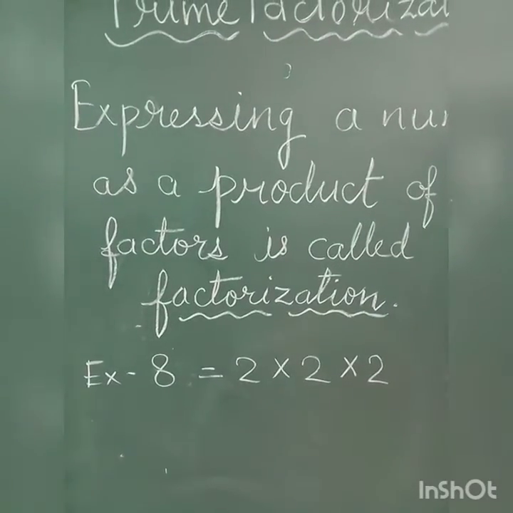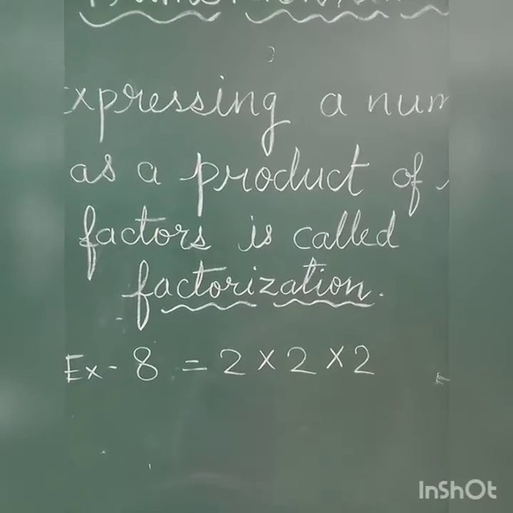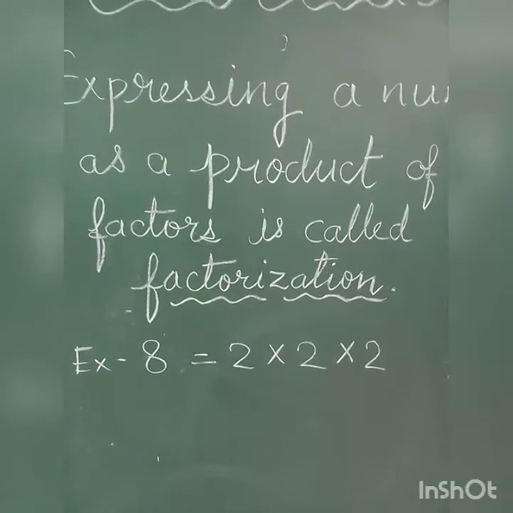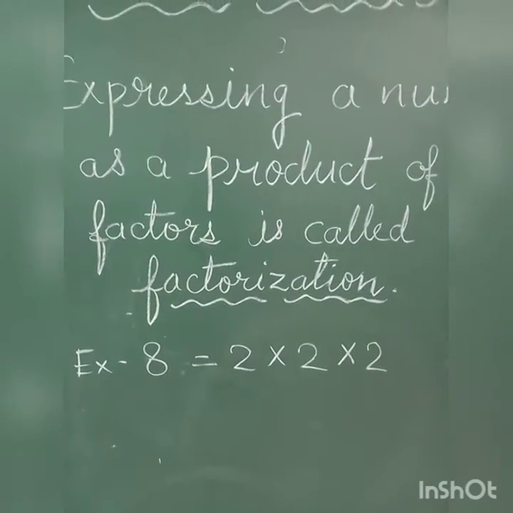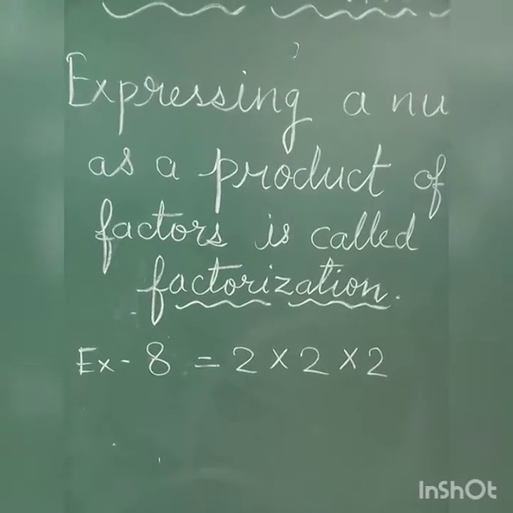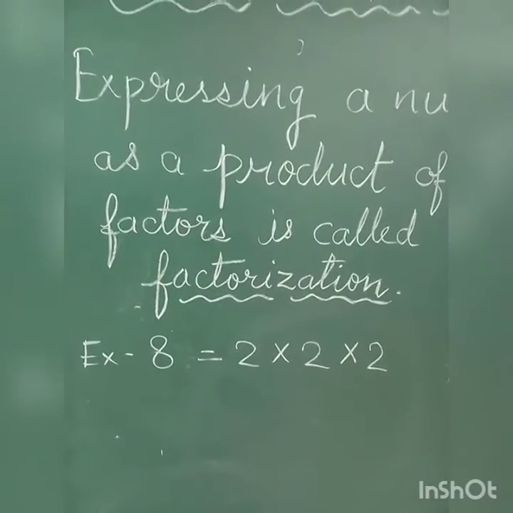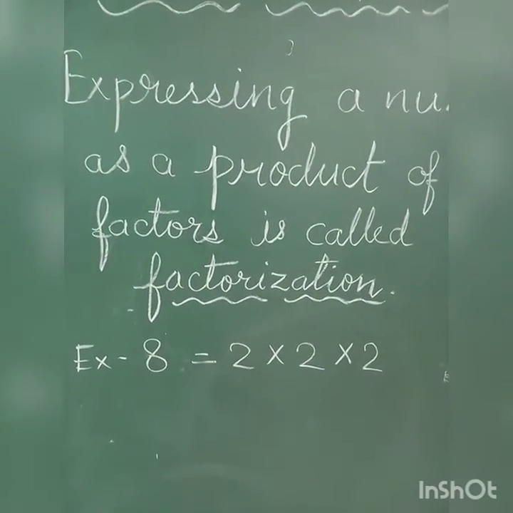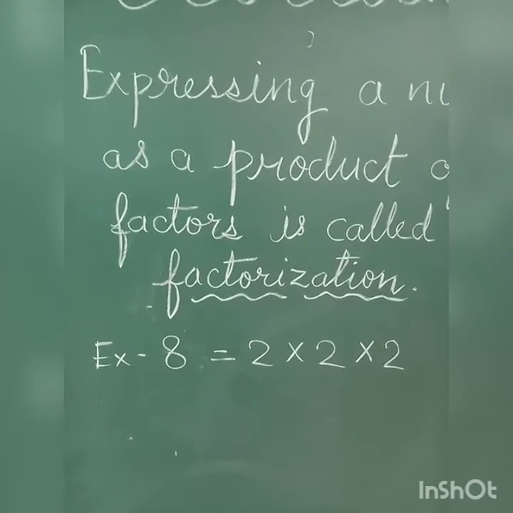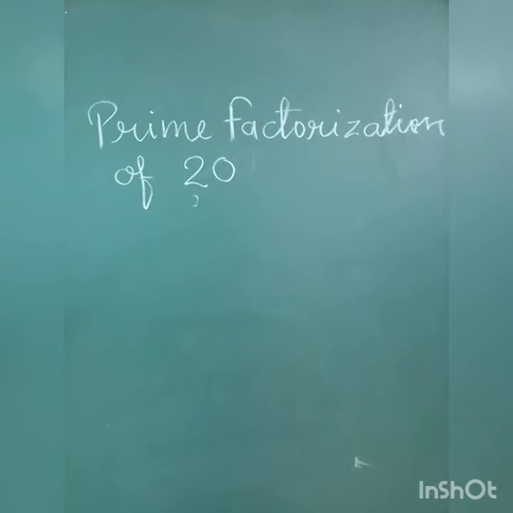When we factorize in such a way that every factor is a prime number, we call it the prime factorization of the number. I factorized number 8 here, right? And number 8 is a composite number. So in prime factorization we factorize a composite number till we get all the prime factors. Let's factorize number 20.